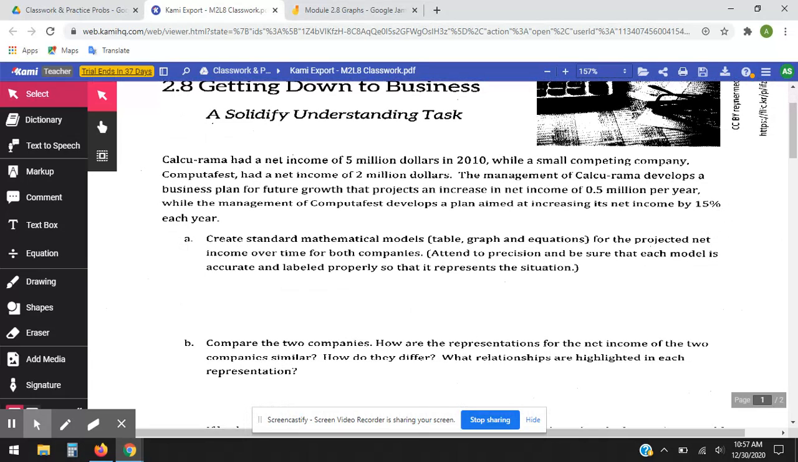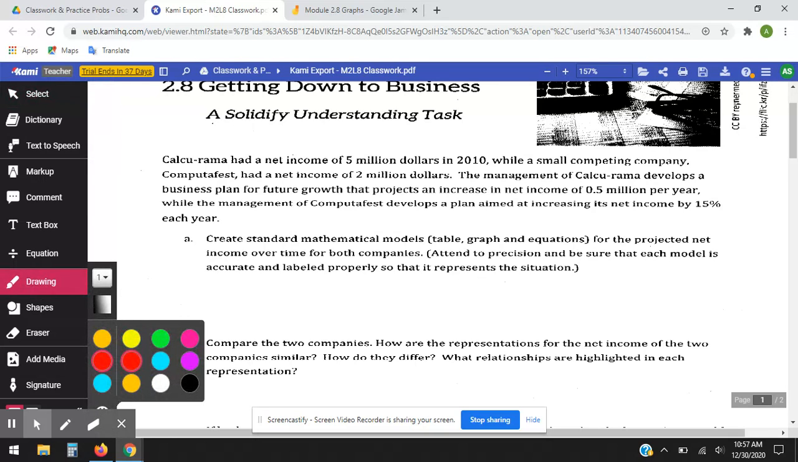Calcurama had a net income of $5 million in 2010, while a small competing company, Computafest, had a net income of $2 million. The management of Calcurama develops a business plan for future growth that projects an increase in net income of 0.5 million per year. So this is Calcurama, who started with $5 million. And then the management of Compufest develops a plan aimed at increasing its net income by 15% each year.